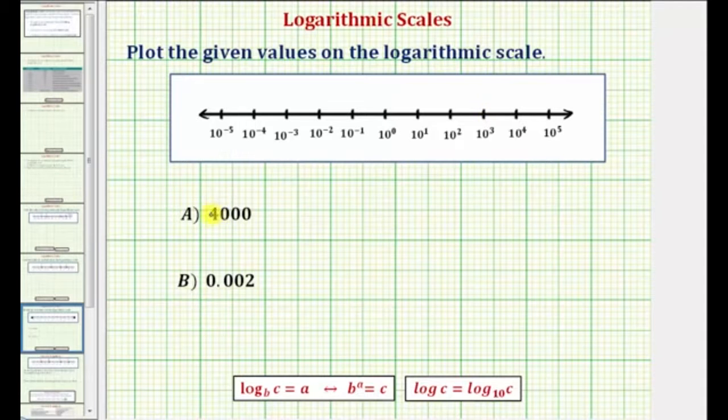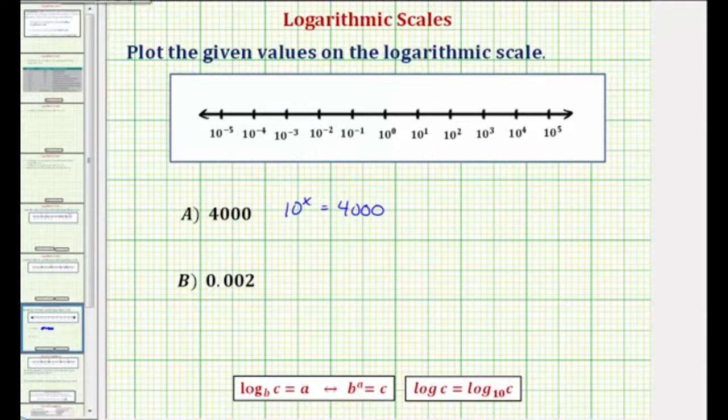So to determine where to plot point A, which has a value of 4,000, we need to solve the equation 10 raised to the power of x equals 4,000. Notice how if we can determine the value of x, we can determine where to plot point A on the log scale. So to solve this equation for x, we'll write the equivalent log equation.